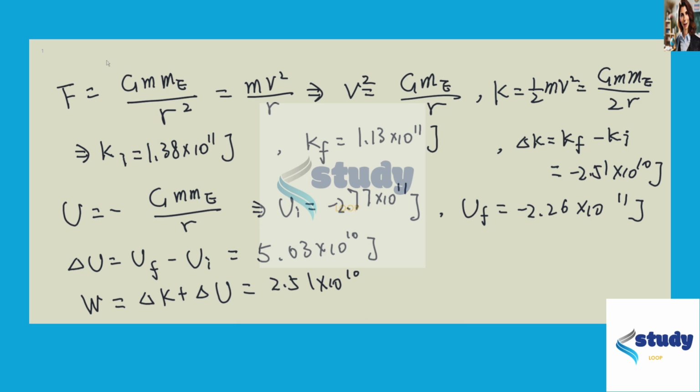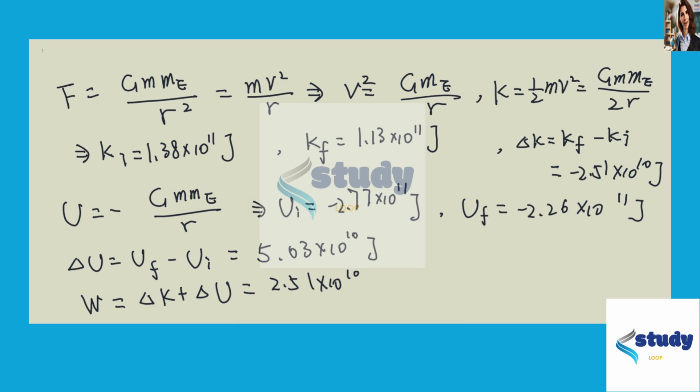Okay, so the force between the rocket and the Earth is the gravitational force in this form, and it's a centripetal force, so it's going to be equal to mv squared over r. R is the distance between the rocket and the center of the Earth. R is the radius of the orbit.